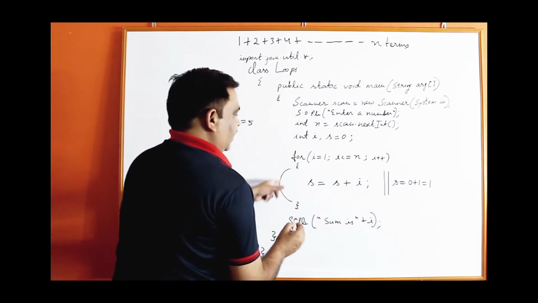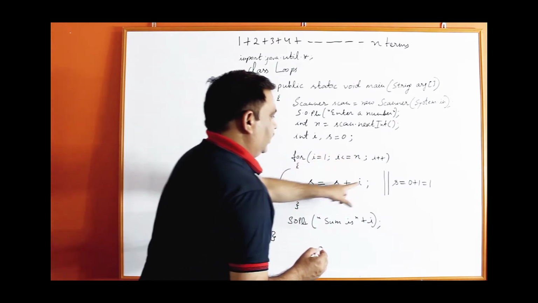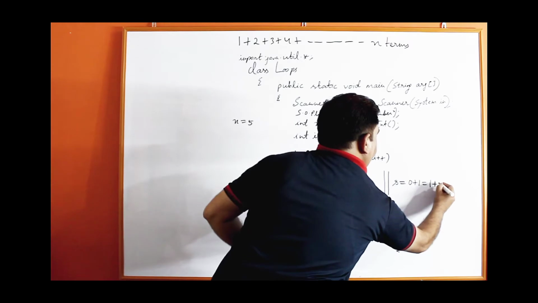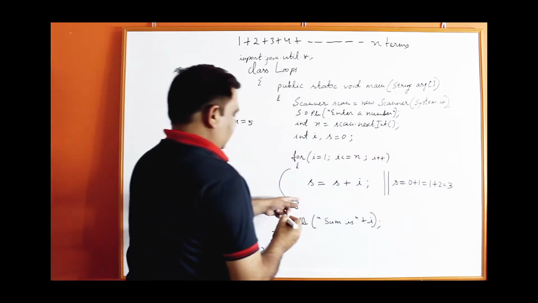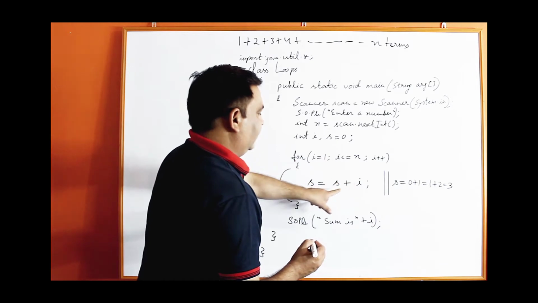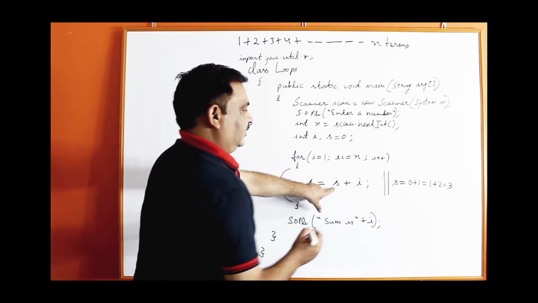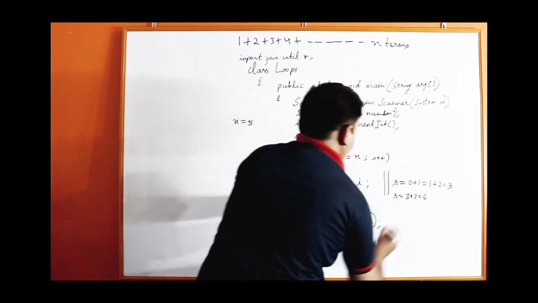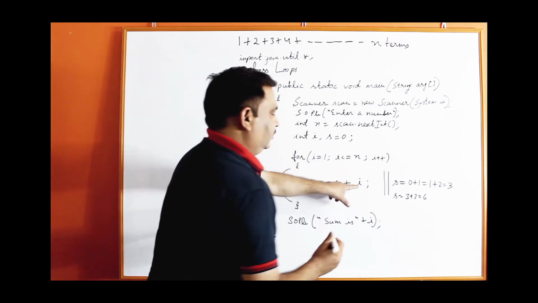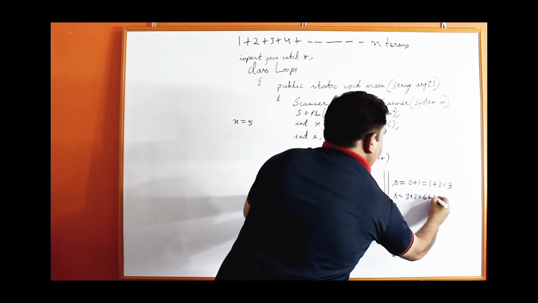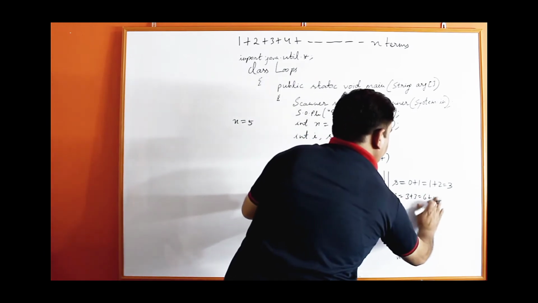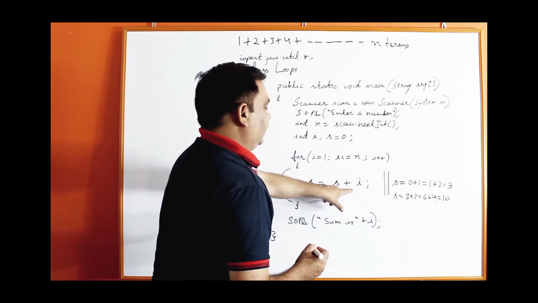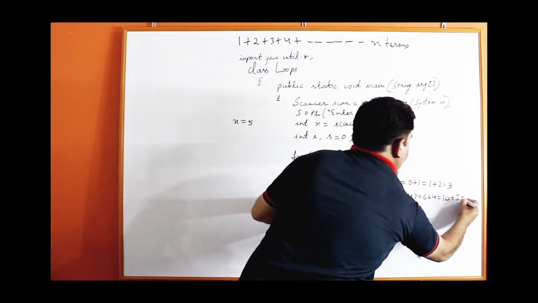Second time i will become 2, and s was 1, so 1 plus 2 is 3. Third time i will become 3, and 3 will be added to the previous value of s, which is 3, so s equals 3 plus 3, 6. Next time i will become 4, and 4 will be added to 6, it will become 10. Next time when i becomes 5, 5 will be added to 10, it will become 15.